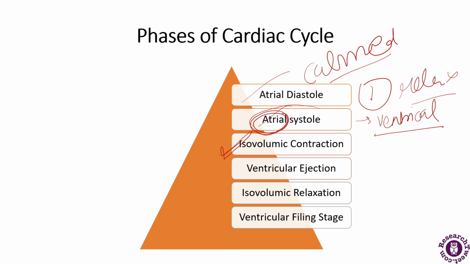Next is the ventricular ejection. Here the ventricles contract and empty. The pulmonary artery and aortic valves open here. Next is isovolumic relaxation.